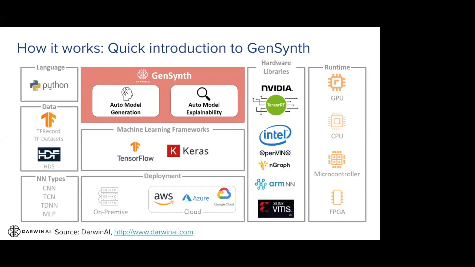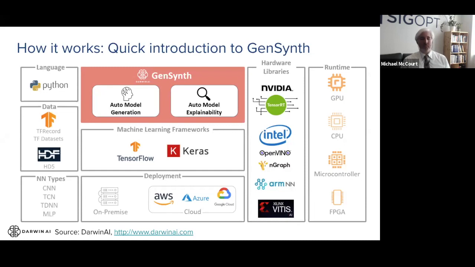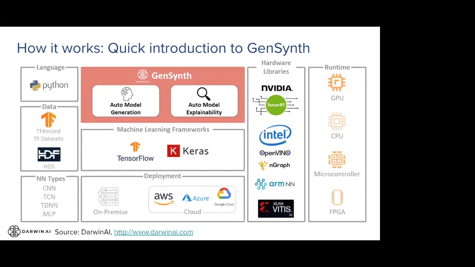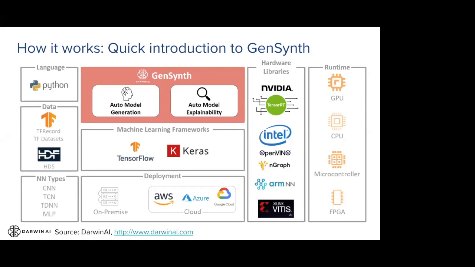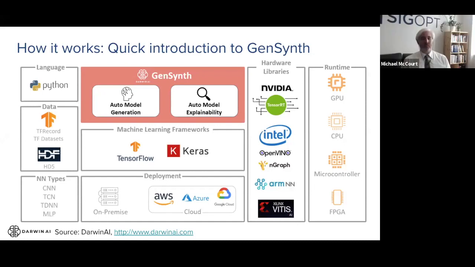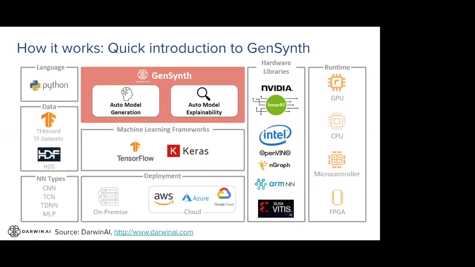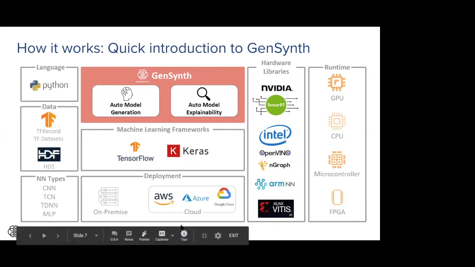That's where we leverage DarwinAI's GenSynth platform, where we took the prototype and the data at hand. In this case, it's the COVID data, and we also specified some operational requirements, so operational targets. Based on those, we fed that into GenSynth for it to learn and automatically generate models that meet those particular operational requirements. Because the GenSynth platform learns the ability to create networks, it's also able to explain them. That's where the auto model generation and auto model explainability come in.